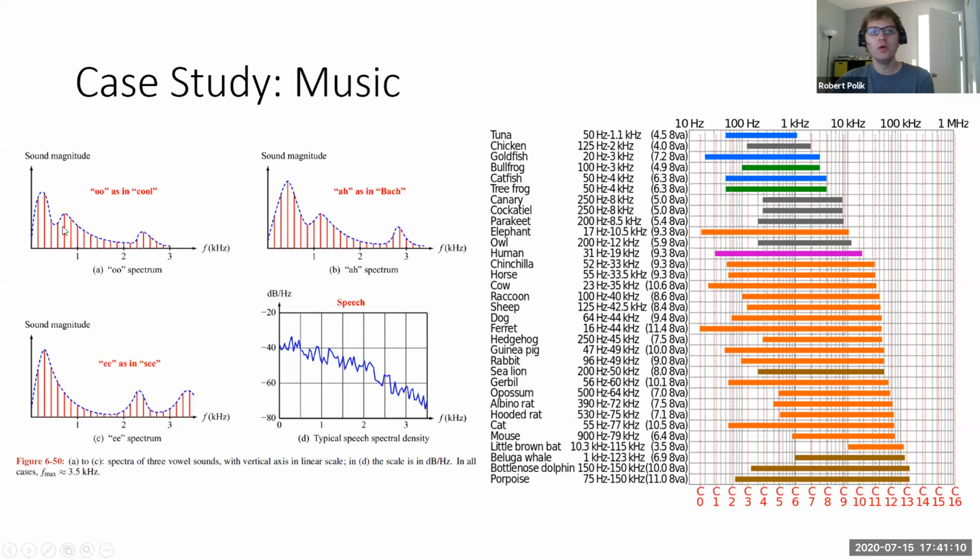If you're saying ooh, you have this frequency pattern right here. Ah has a slightly different one, and E, now you're moving, you can see all of them have this low frequency and this high frequency, but ooh and ah are at about the same frequency, and E is a little bit higher pitch. When you listen to yourself say them, you can sense that E is a little bit higher pitch. And speech, because you're not making a smooth, constant sound, is all over the place, but this is a typical speech spectral density.